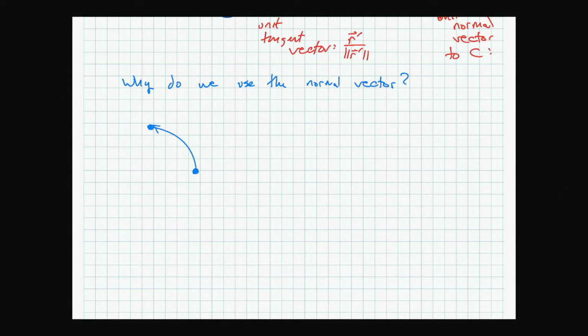Okay, so let's say this is C with parameterization. My neighbors are screaming again. Just one of them, I guess. This guy just always yells all day.